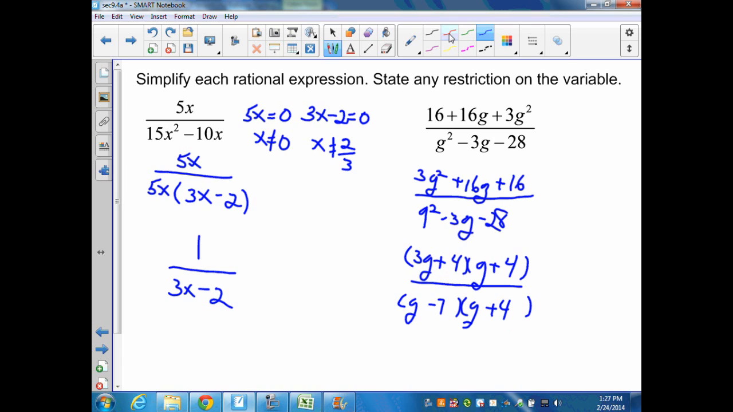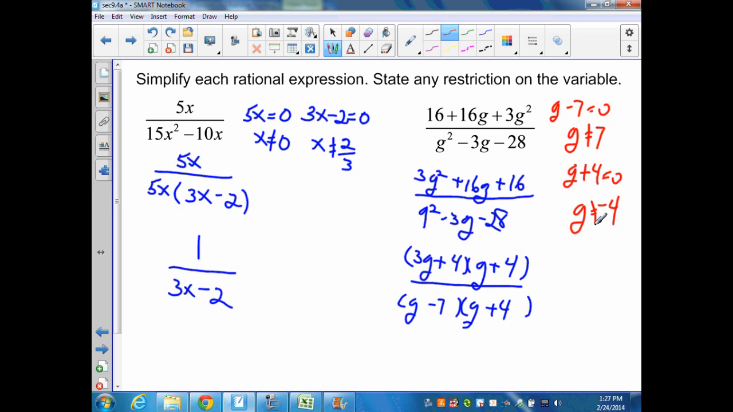Again, I want to set each quantity in my denominator equal to 0. g minus 7 equals 0. Therefore, g equals 7 would make my denominator 0. Therefore, g is not allowed to be 7. And g plus 4 equals 0. g equals a negative 4 would make my denominator 0. Therefore, g cannot equal a negative 4.